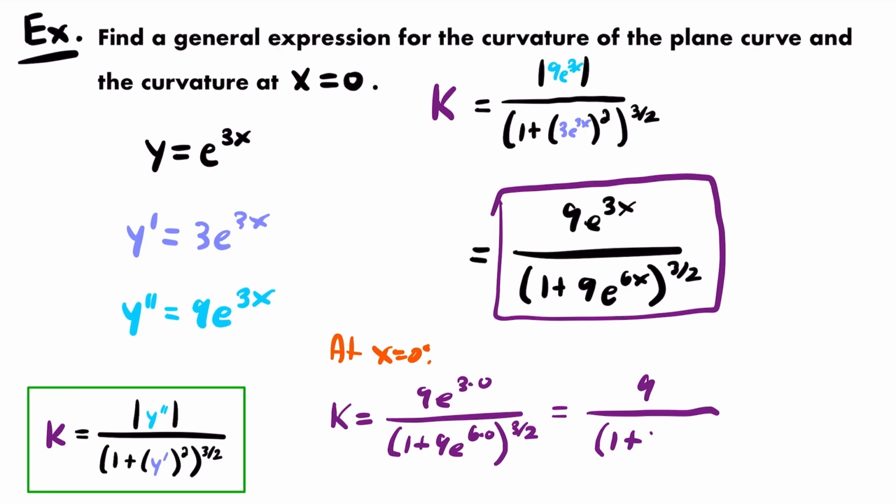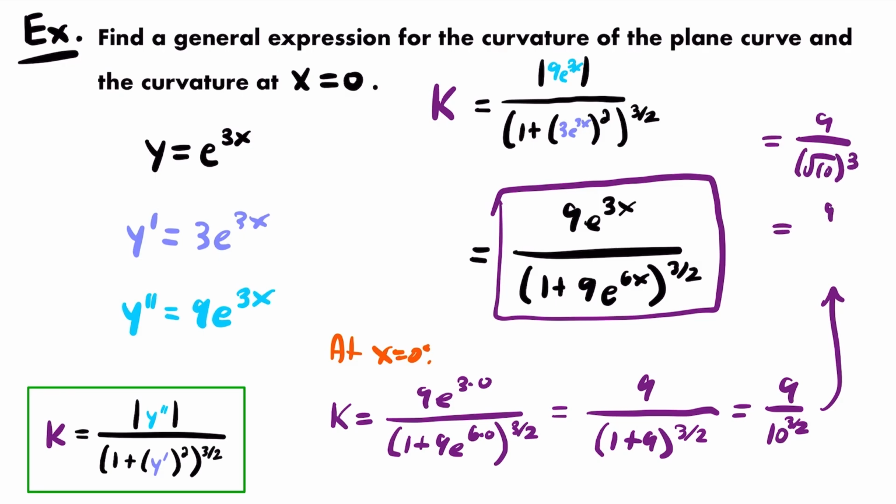So 1 plus 9 to the 3 halves power gives you 9 divided by 10 to the 3 halves power. Now you could leave it like that if you wanted to, but remember, the 3 halves power would be the same as taking the square root of 10 and then taking it to the power of 3. So you could write it like this. It would be equal to 9 divided by the square root of 10 cubed, which would be 9 divided by 10 square roots of 10. If you multiply the square root of 10 by itself 3 times, that is what you'd get.